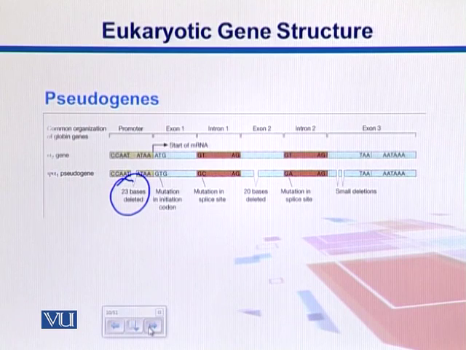Same way in the start codon, we see rather than ATG, it's GTG. We also see mutations in the splice sites. Rather than GT, it's GC. Again here, we also see some other small deletions. So in the end, we see in exon 2 there are another 20 bases which are also deleted. So in this way, this normal gene has now become a pseudogene.